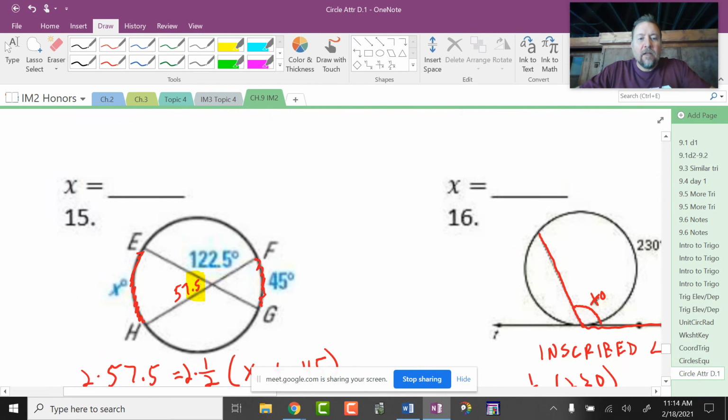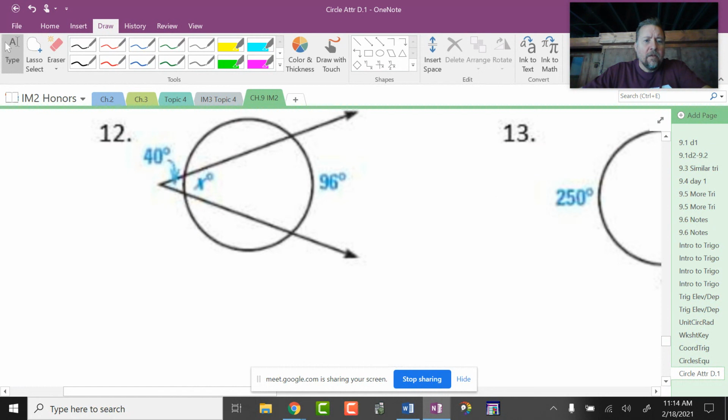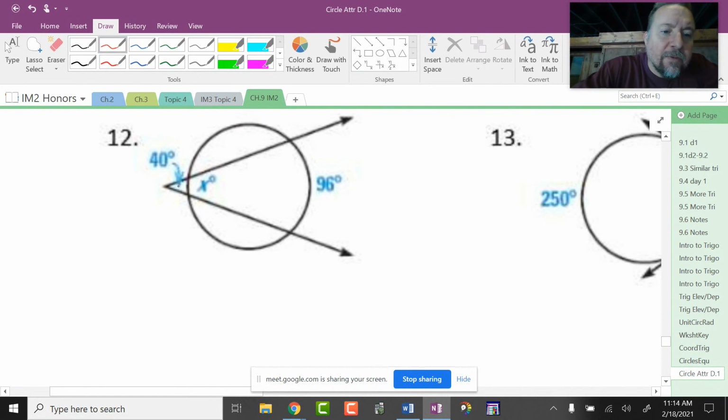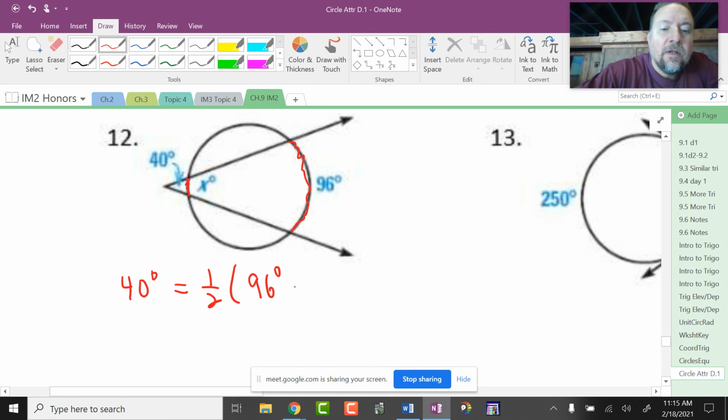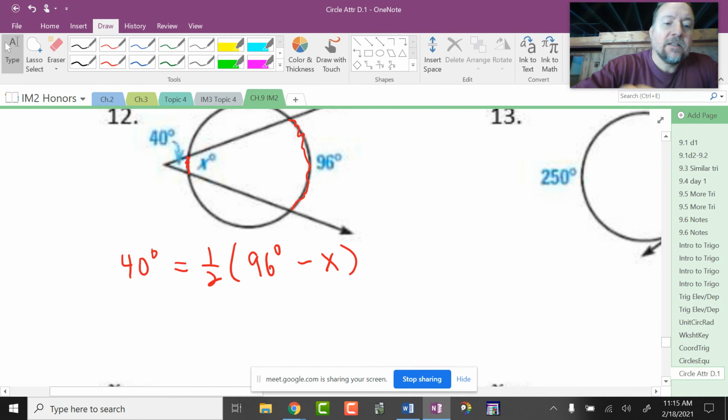Okay, and then one more. Last one. Yeah, I think this is the one I did. Be careful on this one. 40 degrees is marked there. X is this. 96 is this. So we do have all the parts I need. There's nothing else to find, just to know where everything goes. Secant angle equals half of big arc minus small arc. Of course, we know x is the smaller arc just by the drawing. This one you have to trust the drawing. So definitely 96 minus x, not x minus 96.